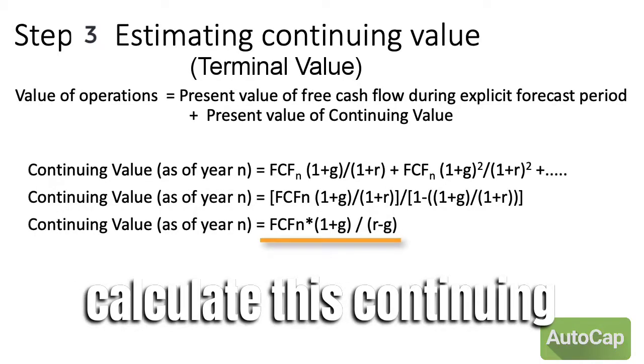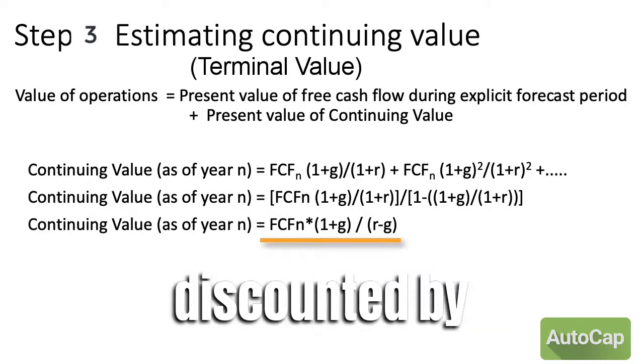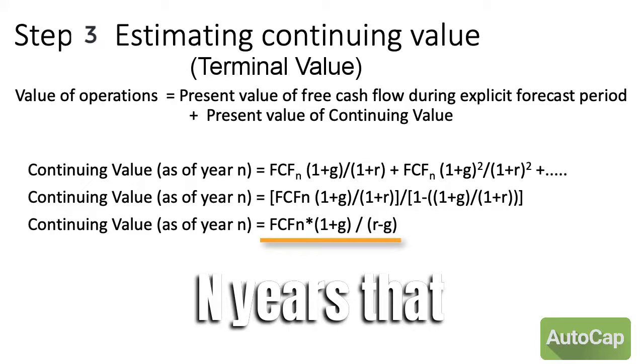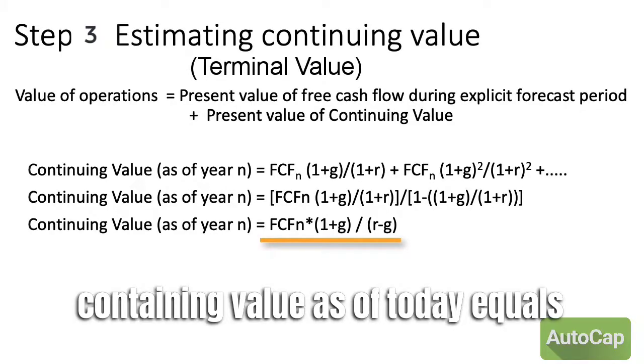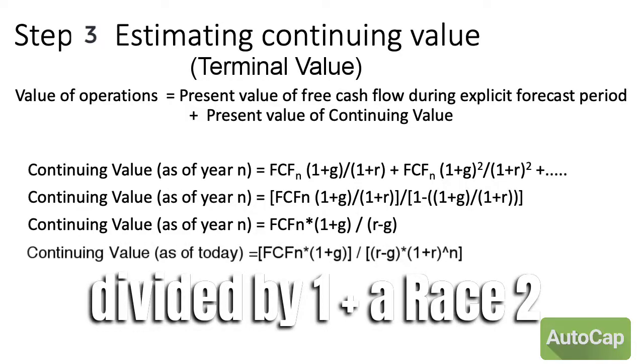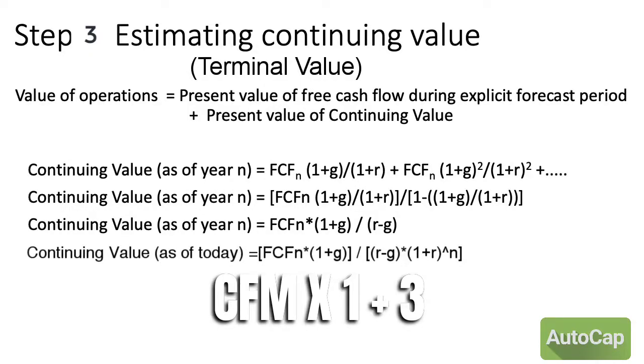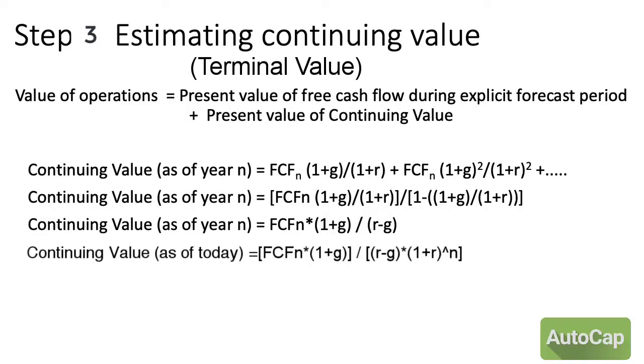To calculate this continuing value's present value as of today, we need to further discount it by n years. That is, continuing value as of today equals continuing value as of year n divided by (1 plus r) raised to n. That is FCFn multiplied by (1 plus g) divided by (r minus g) multiplied by (1 plus r) raised to n. Simple, wasn't it?